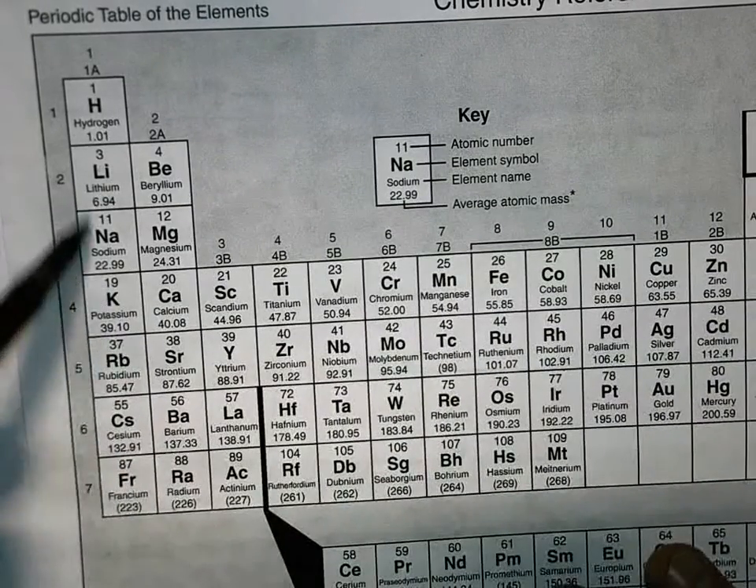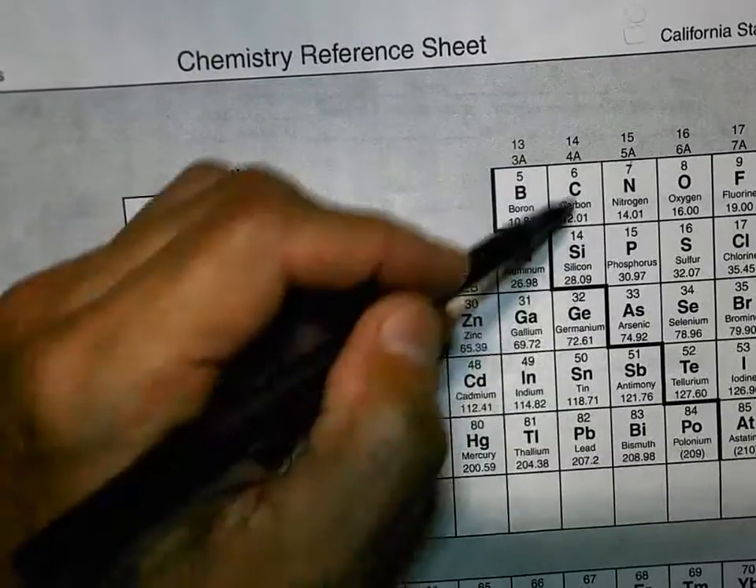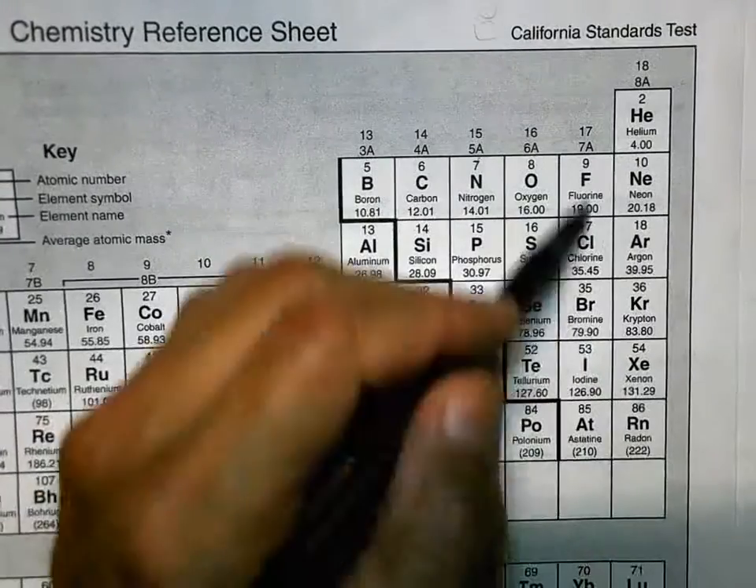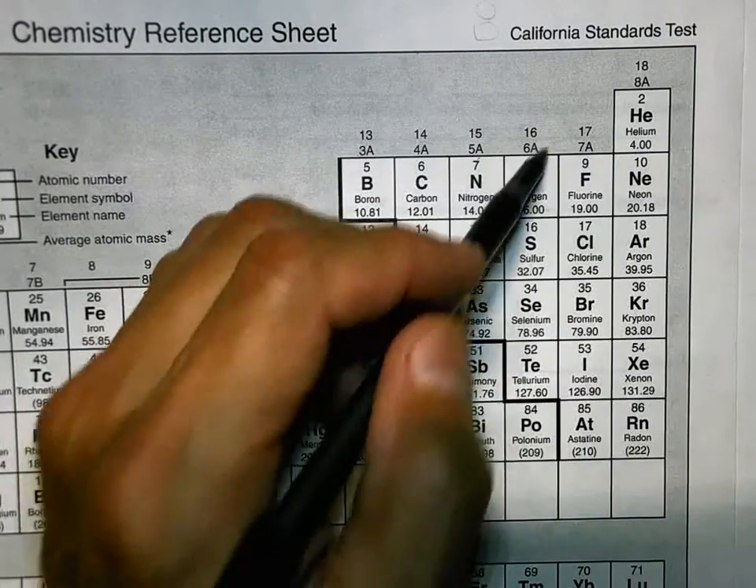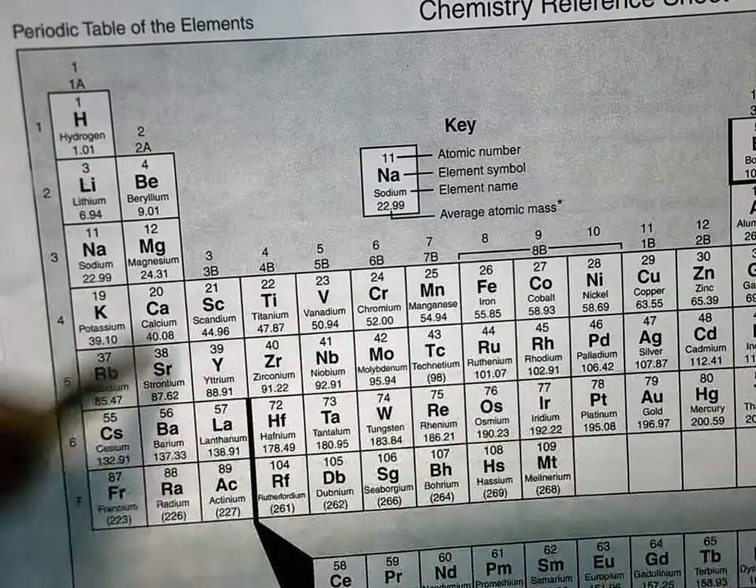So, this is a family. This column is a family. Family, family, family, family. They go up and down. This family is different from this family. This family is different from this family. They go up and down columns.